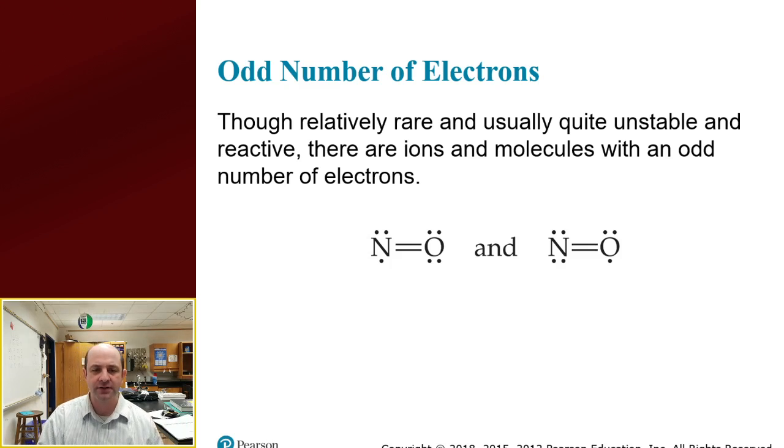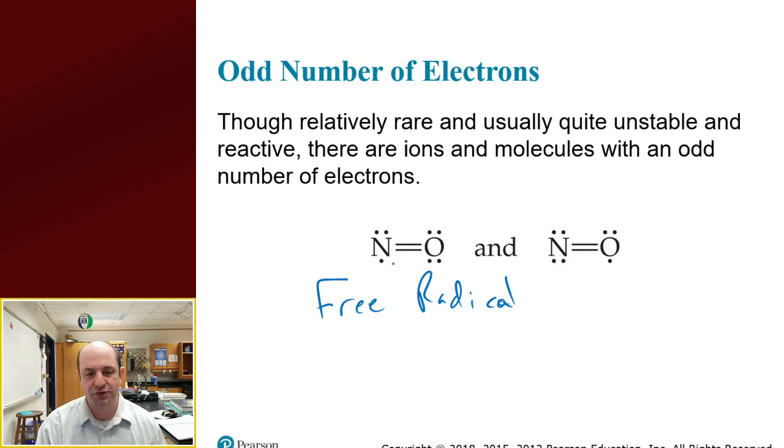Odd number electrons, these are rare. The molecules tend to be more reactive because of that odd number. Whenever you have an odd number of electrons and you have this one by itself, there's another term for it. We call it a free radical. Right? So a free radical is another way of saying there's an unpaired electron in our Lewis structure.